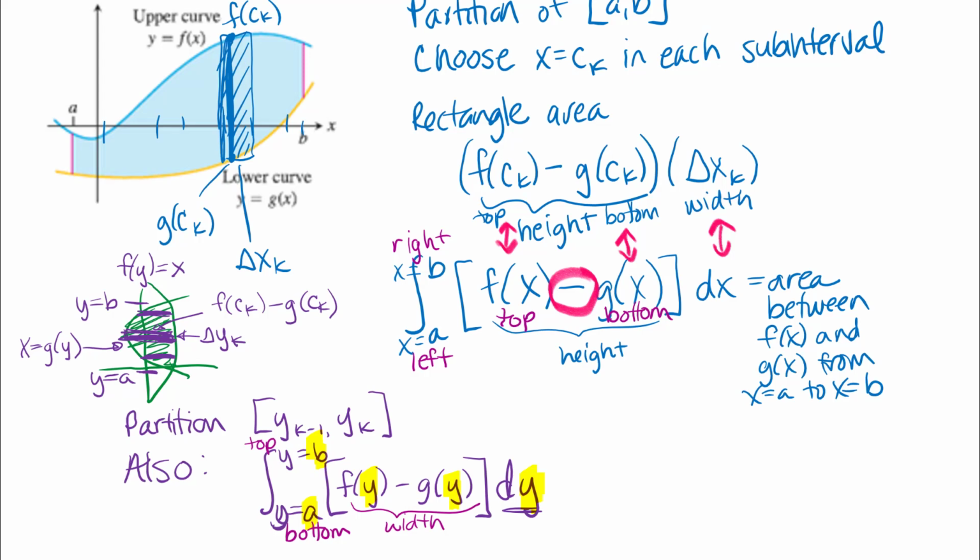So when we're thinking about width in left and right, larger is on the right side. So that would be the function that's on the right side of the region. And the g of y would be the function that's on the left side of the region.